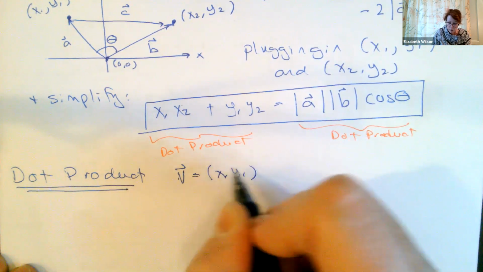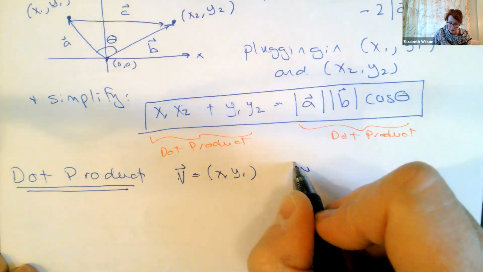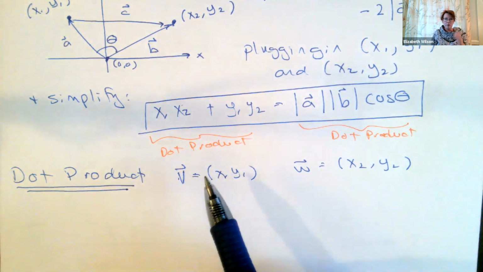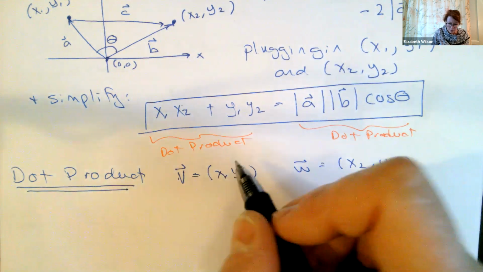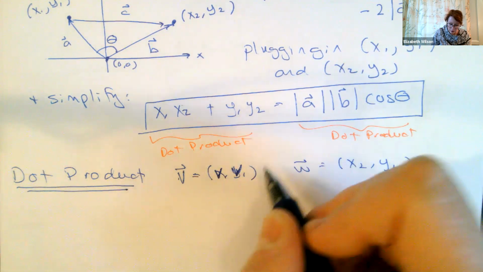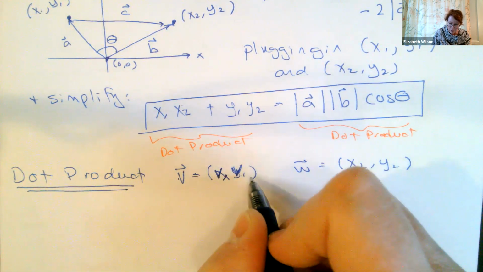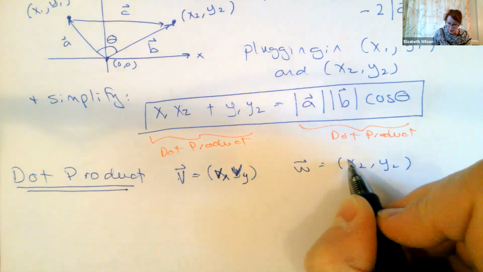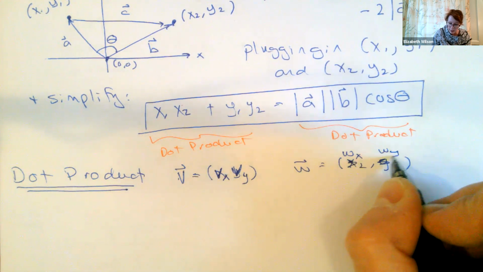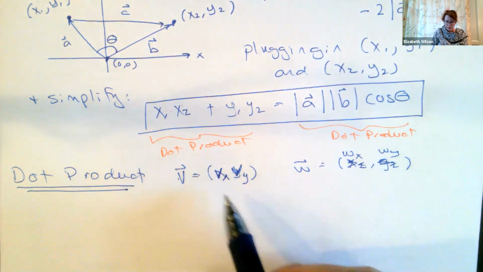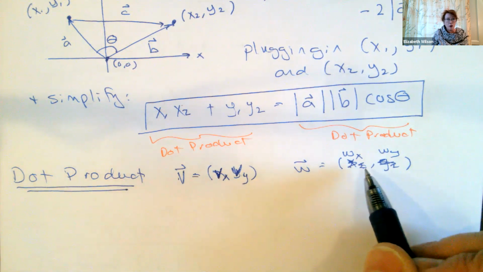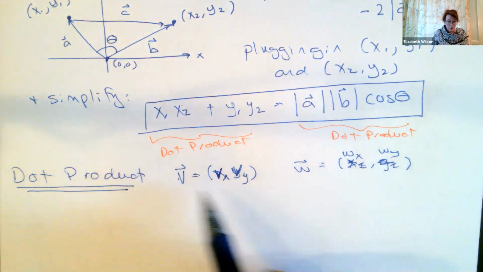have the components x1, y1, and then W could have the components x2, y2, right? So these are the components of V. Actually, let me just call this V sub x, V sub y, so we don't get it confused with Wx, Wy, or with our coordinates, which are going to be different. So I'll just call it V sub x, V sub y, W sub x, W sub y. Those are our components for V and W as our vectors.